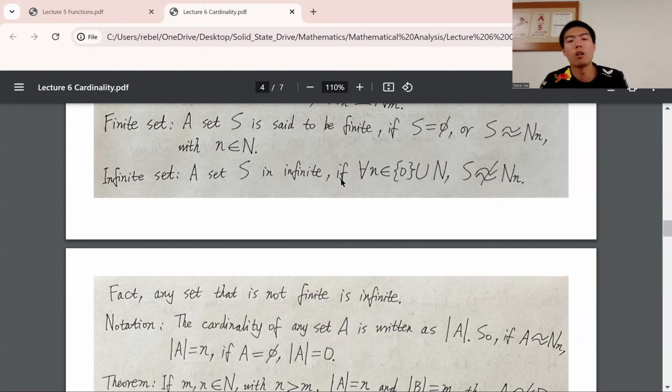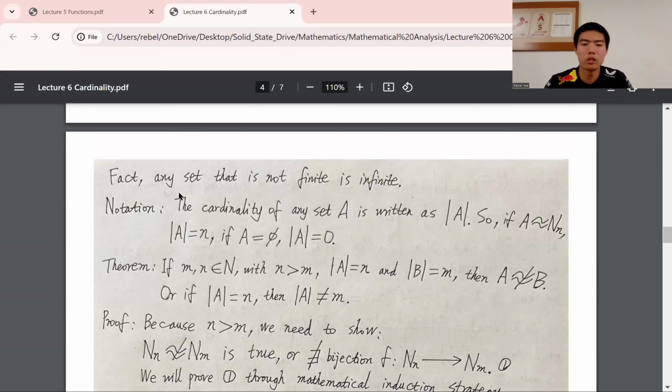Or we say, for all n belonging to the set zero union with the natural numbers, S is not equivalent to N_n for all n here. So this is the definition of an infinite set. And later, maybe in the next lecture, we'll find out that infinite sets can also be divided into countable and uncountable sets. And that is maybe the first time that you see infinite sets can have different levels of cardinality as well.